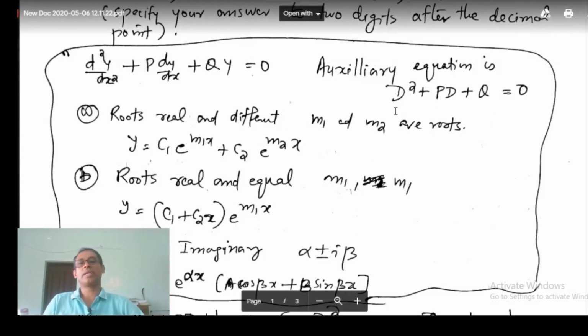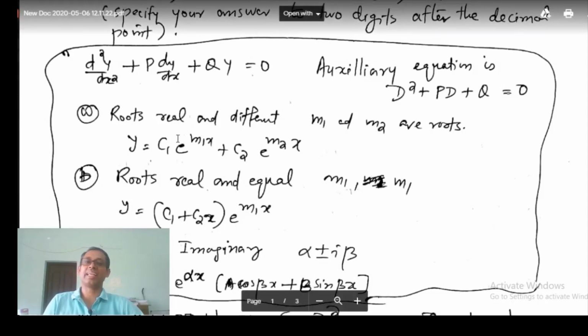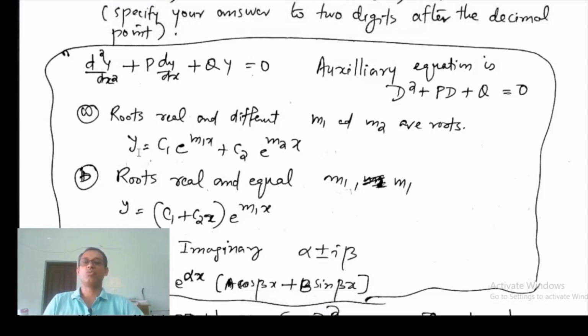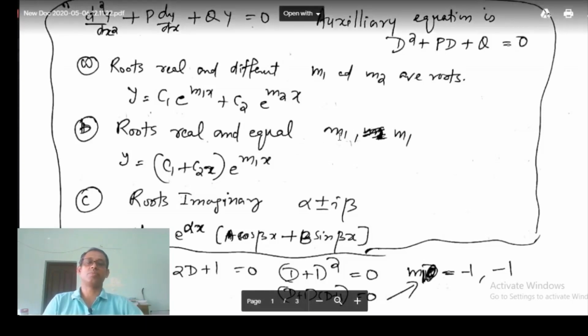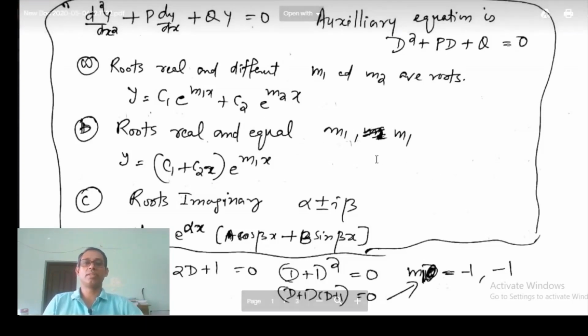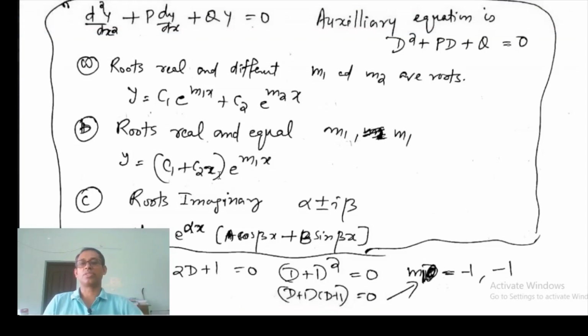So we find the roots of this equation. If the roots are real and different, suppose m1 and m2 are the roots, then the solution is given by y = c1 e^(m1 x) + c2 e^(m2 x). If the roots are real and equal, suppose both the roots are m1, then the solution is y = (c1 + c2 x) e^(m1 x).